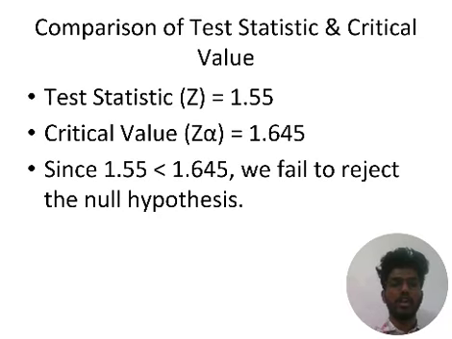By calculating the above values, Z and Z alpha, we identified and compared them. Z value is 1.55 and Z alpha value is 1.645. We fail to reject the null hypothesis. In the definitions, it is clearly said that if the test statistic is less than the critical value, then we fail to reject the null hypothesis.